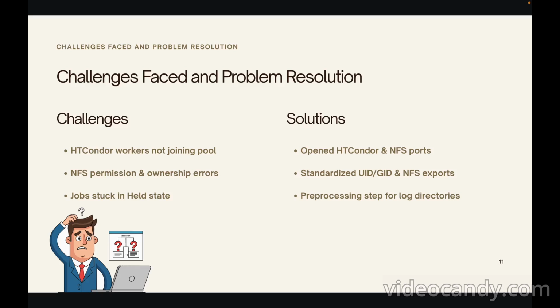Several technical challenges were encountered during implementation. Initially, HTCondor worker nodes failed to join the pool due to restrictive AWS Security Group configurations. This was resolved by enabling the required HTCondor and NFS ports for internal communication. Second, we also faced NFS permission and ownership errors, where worker nodes could not write output files. This issue was caused by mismatched user and group IDs and NFS root squash behavior. Standardizing UID and GID values and reconfiguring NFS exports resolved this problem.